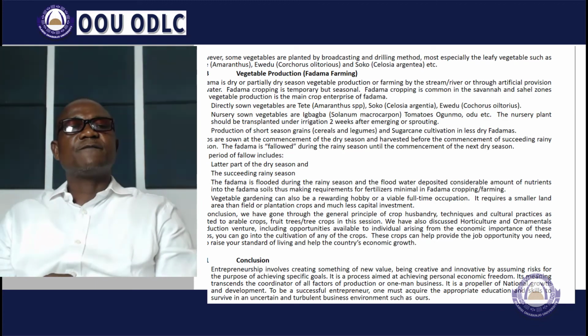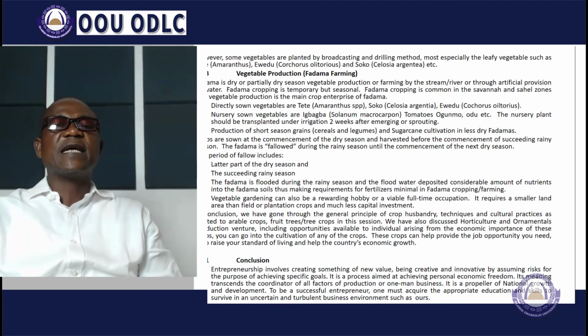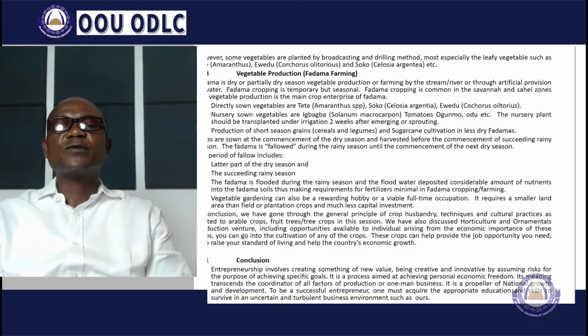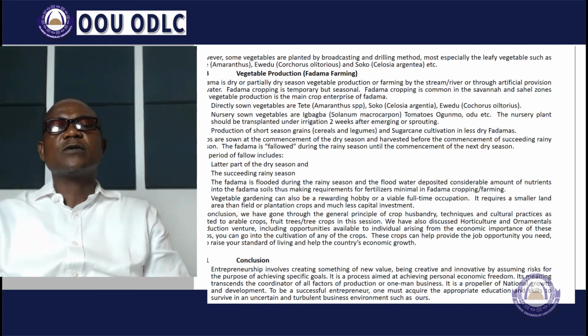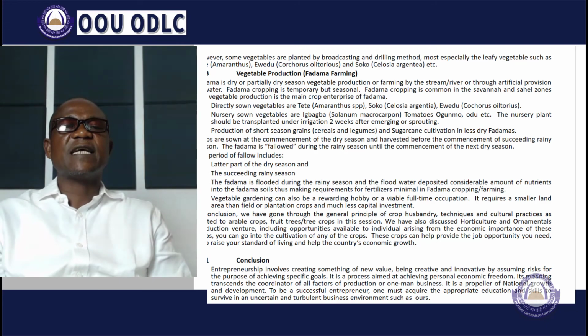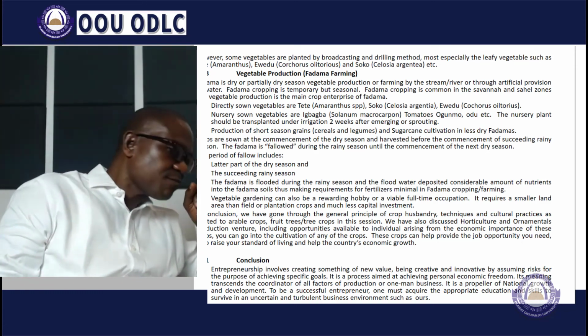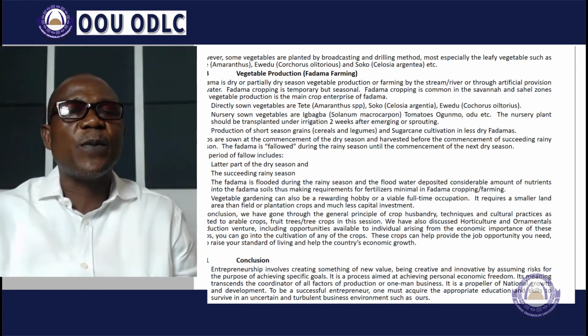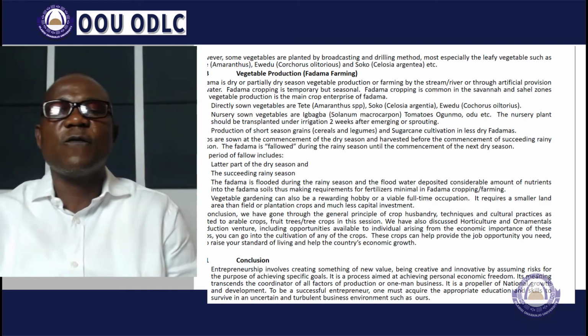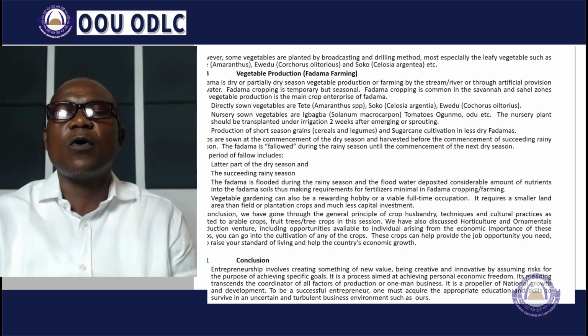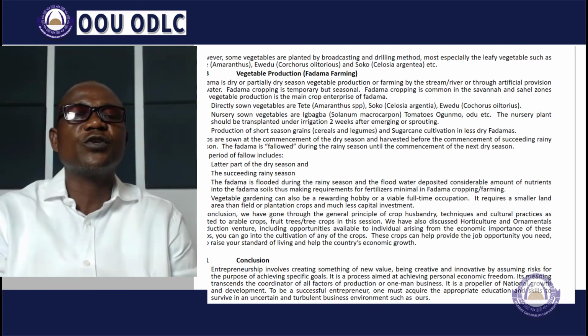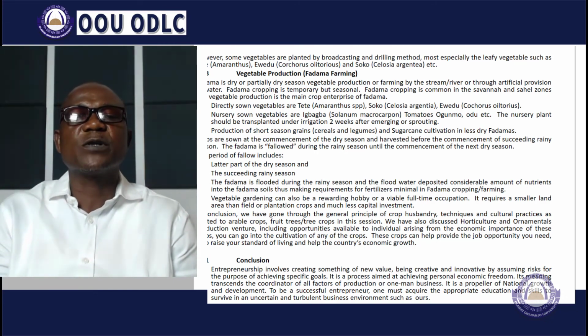It should be noted, however, that some vegetables are planted by broadcasting and drilling method, most especially vegetables such as tete, amaranthus, ewedu, corchorus olitorius, and shoko, celosia argentea, etc. Vegetable production, fadama. Fadama is dry or partially dry season vegetable production or farming by the stream or river or through artificial provision of water. Fadama cropping is temporary but seasonal.